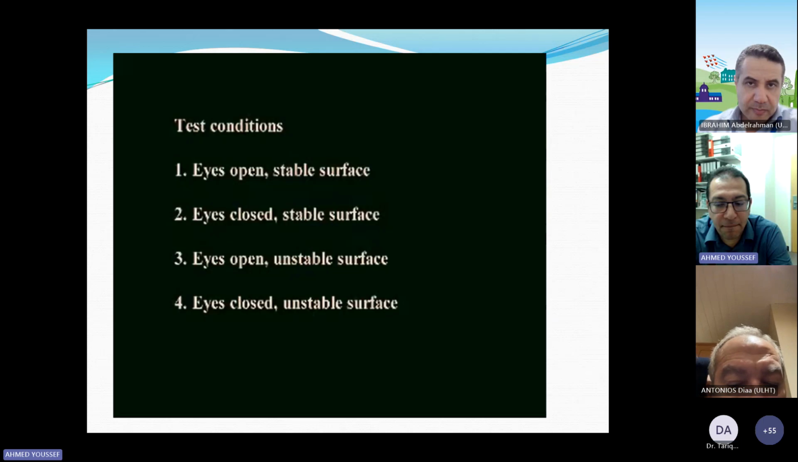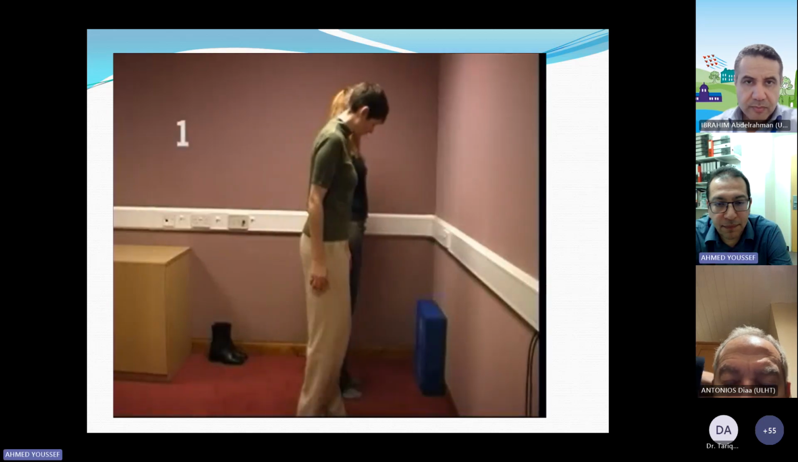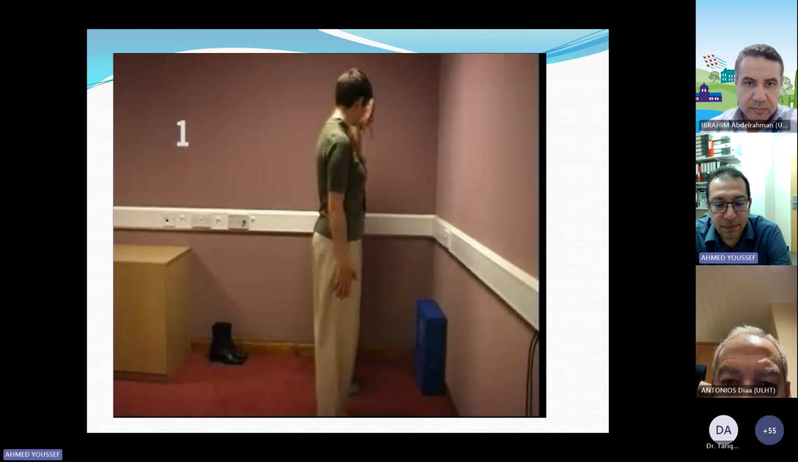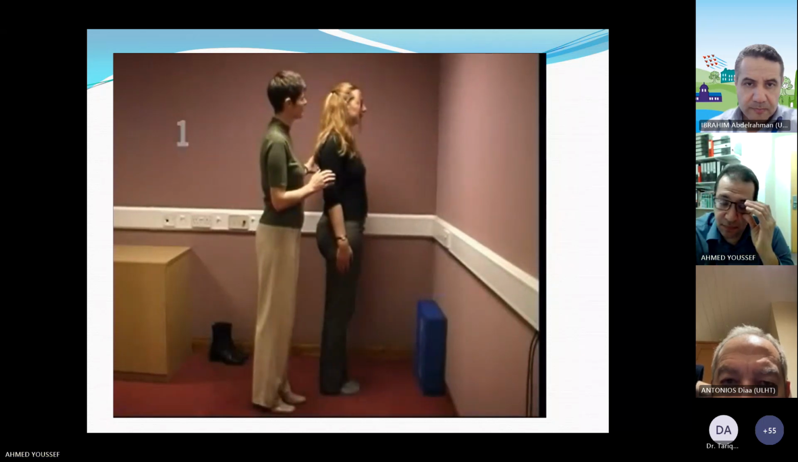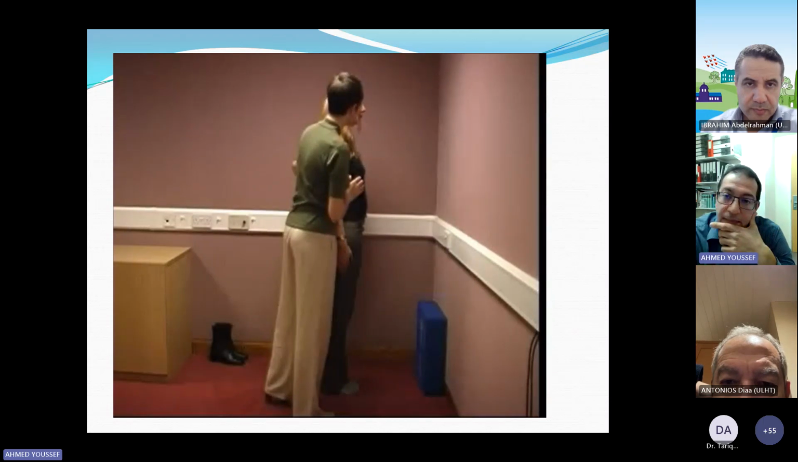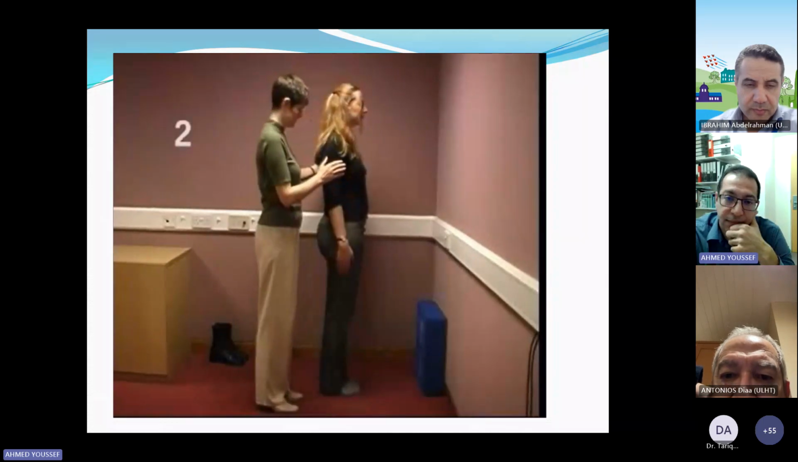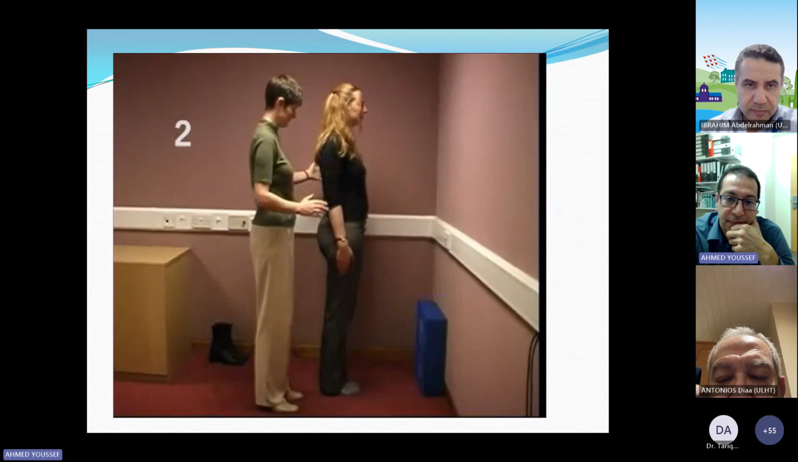It's carried out in 4 sensory conditions. First, as in the Romberg test, the patient stands quietly with eyes open for 30 seconds. And then eyes closed. Note any sway or falls as you would in the Romberg test.